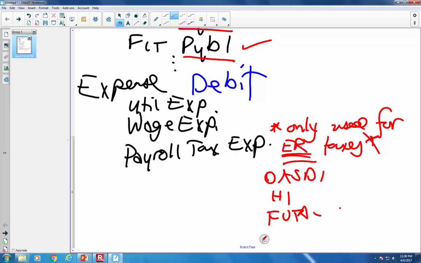Okay. So, that's your refresher. Debits have to equal credits. When you make a journal entry, always check that. There's no creativity here. You're going to make the same 2 journal entries every time you run payroll.